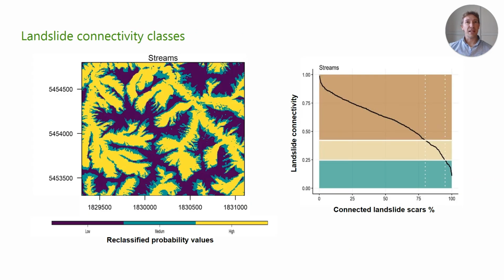Now these predictions can then be classified into 3 classes, low, medium and high, based on the thresholds derived from the probability distribution of this black curve. And you can see, for example, here 80% of connected scars have probability values greater than 0.46, and so that defines the threshold for this first class high and so forth. Now, it basically follows the same procedure as the classification of the landslide susceptibility probabilities that I showed in the first video.